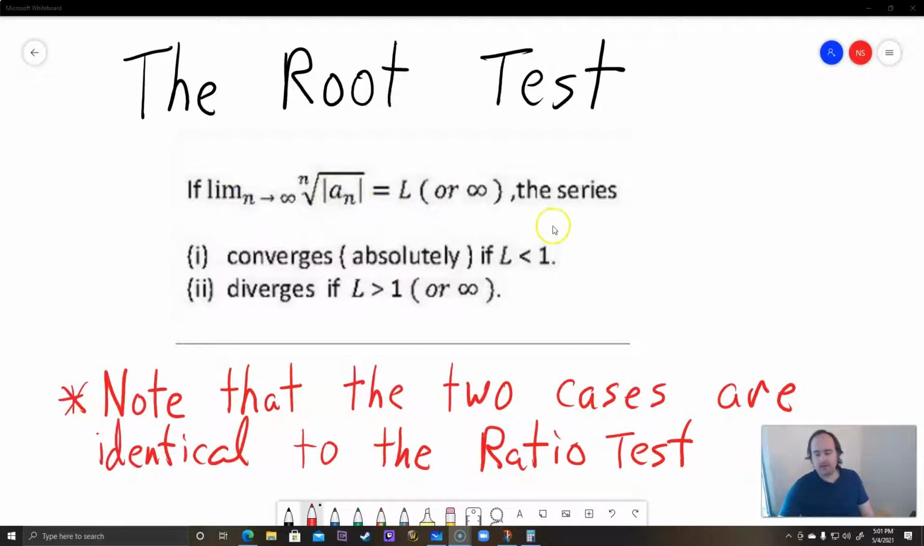Now for the root test, the two cases are identical to the ratio test. So after you take the limit as n goes to infinity of nth root of absolute value of a sub n, if this equals L, the series converges absolutely if L is less than 1, and it diverges if L is greater than 1, or if L is infinity. So these two cases are exactly the same as the ratio test.